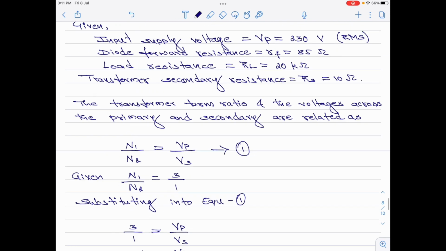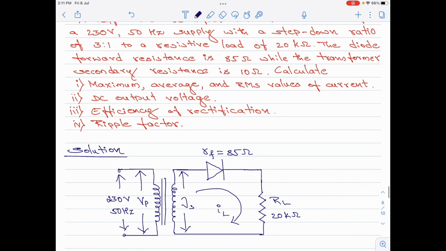Let us now start with part A of the numerical, which is to find the maximum, average and RMS values of the current. Please note this is a very simple series circuit at the secondary. So the current across the diode when it is conducting is the same current that flows across the load resistance as well. That is why the current in the circuit is shown as IL.